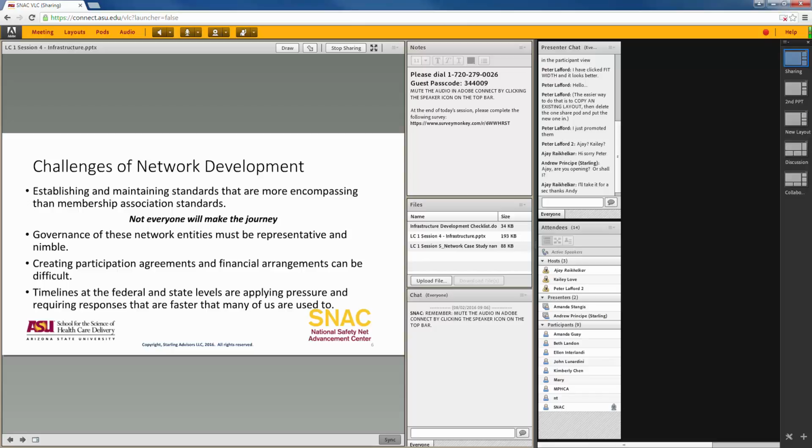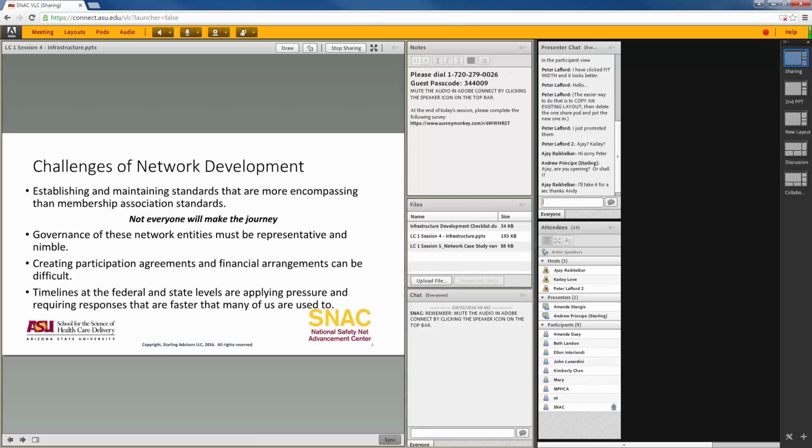That's a very common opening platform that a network will create that clearly implicates its standards. Governance, as we discussed last week, does need to be representative and nimble. And part of the reason for that, as we'll explore today, is that the governing body of any network is faced with two very important, really kind of day-to-day activities.